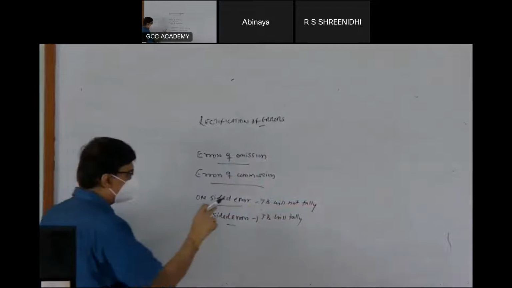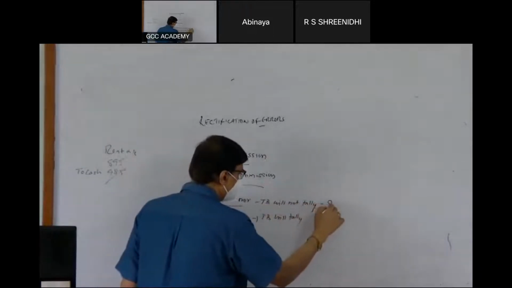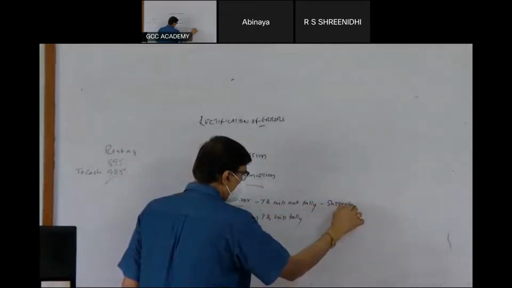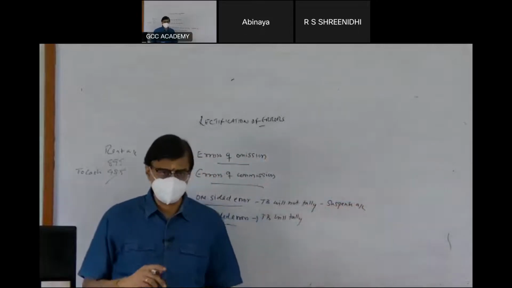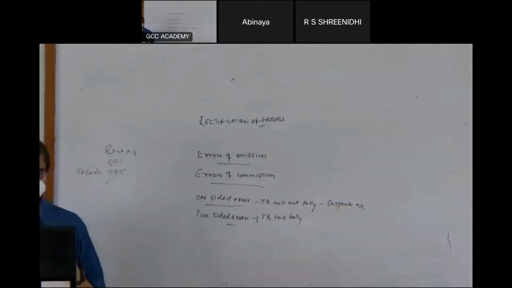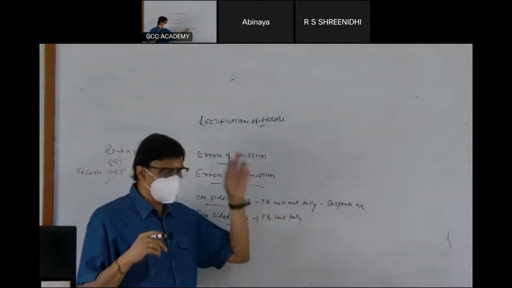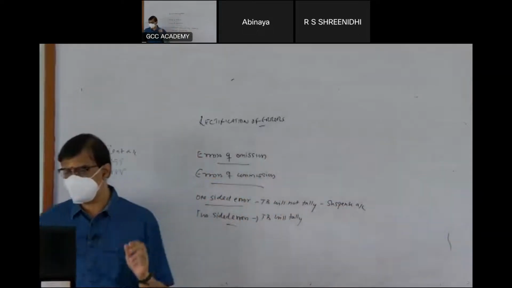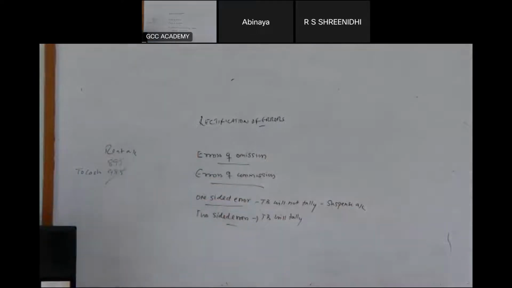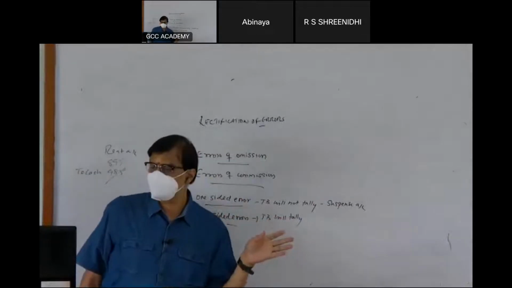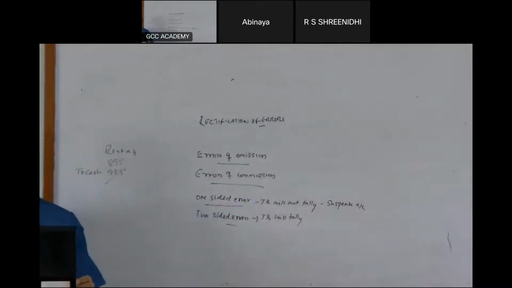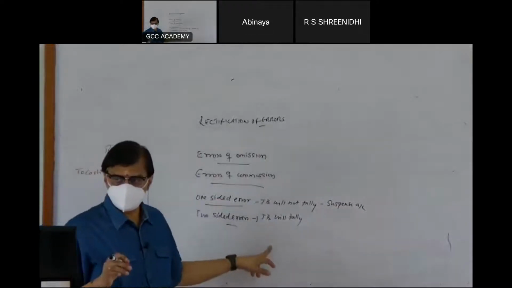Whenever you make a one-sided error and trial balance does not tally, it has to be closed with the help of something called a suspense account. Whereas in two-sided errors, TB will tally, but it is very difficult to locate such errors where it's a two-sided error and TB will still tally.